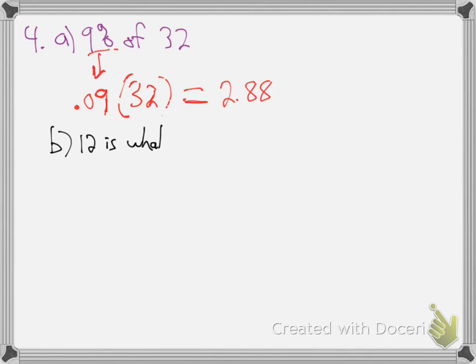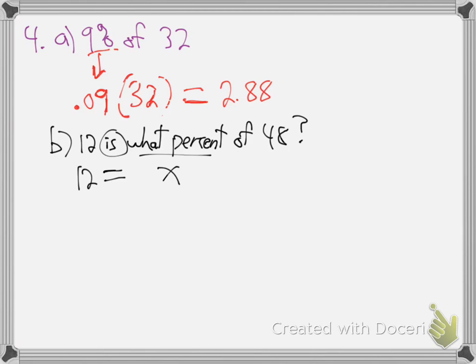12 is what percent of 48? Well, let's take it directly as it comes. 12 is, means equals. If Johnny is 10 years old, then his age equals 10. 12 equals what percent? That's x, of 48. That's times 48. So that's a little equation with x. The x is the unknown. It's the what percent, and of means times 48.